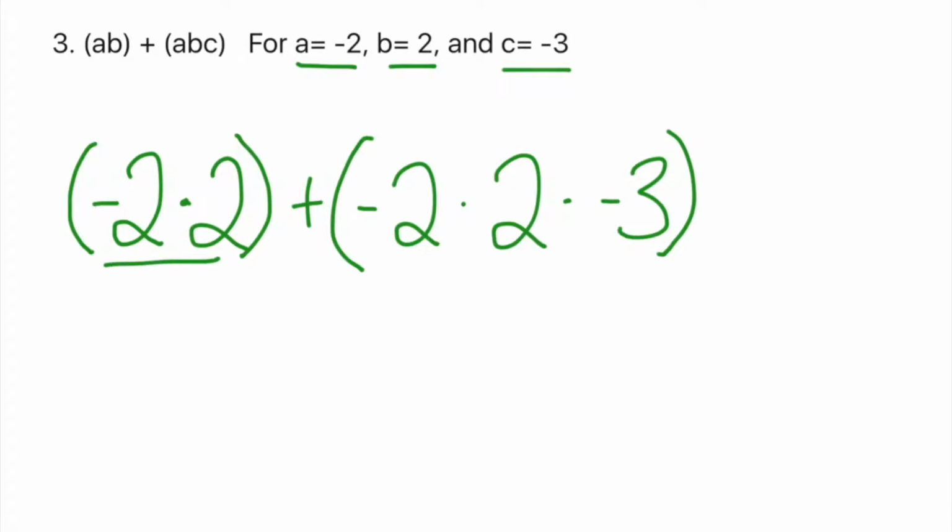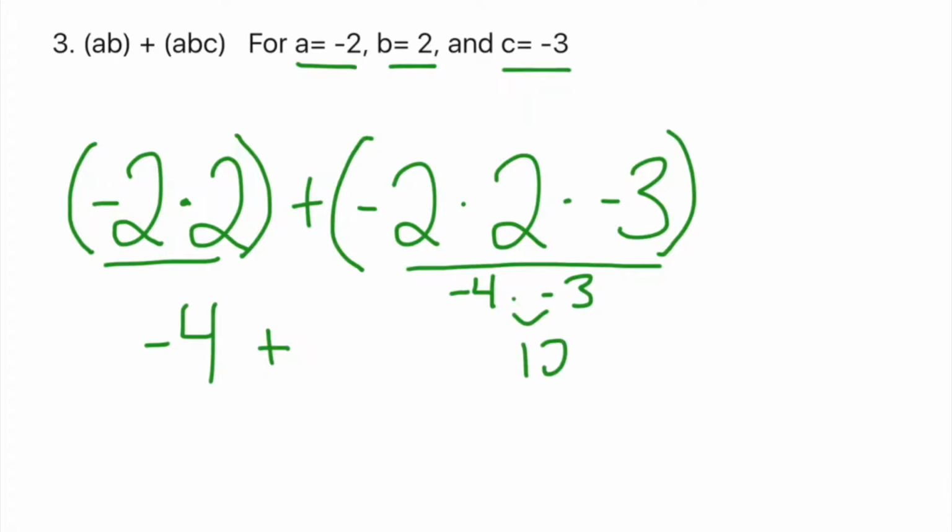Negative 2 times 2 is negative 4. Plus, and over here, we have negative 2 times 2 is negative 4, times a negative 3 will give us a positive 12. So we're going to put plus 12. So I have one negative, one positive number, so I find the difference between the two and keep the sign of the larger, so it stays a positive 8.